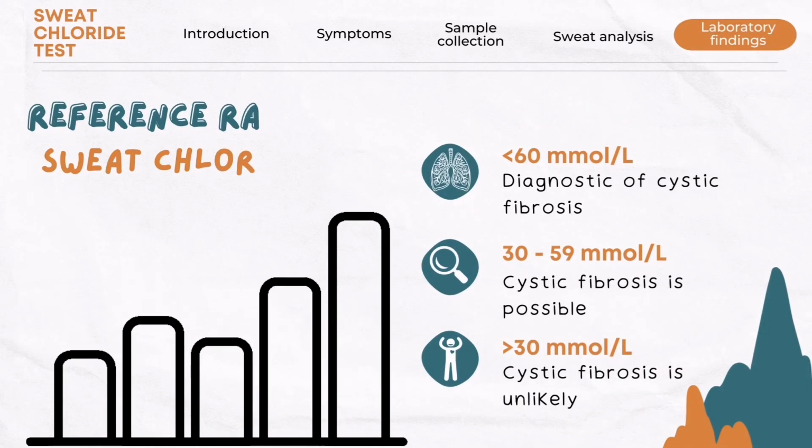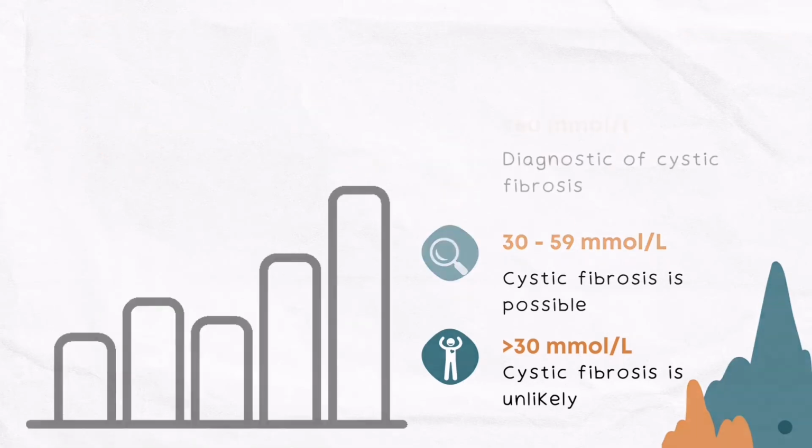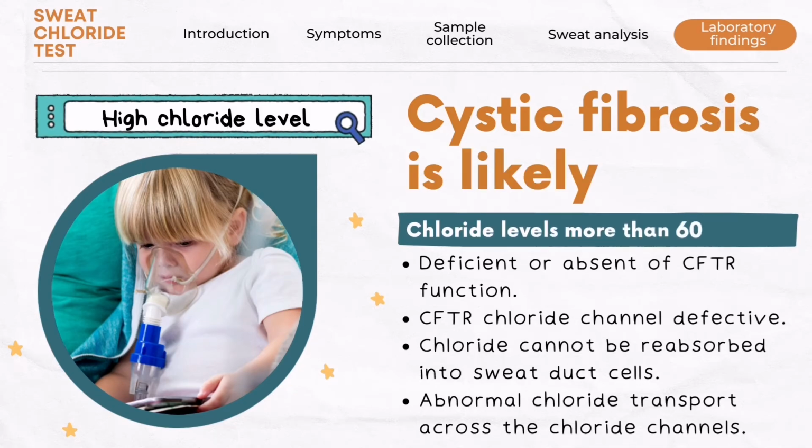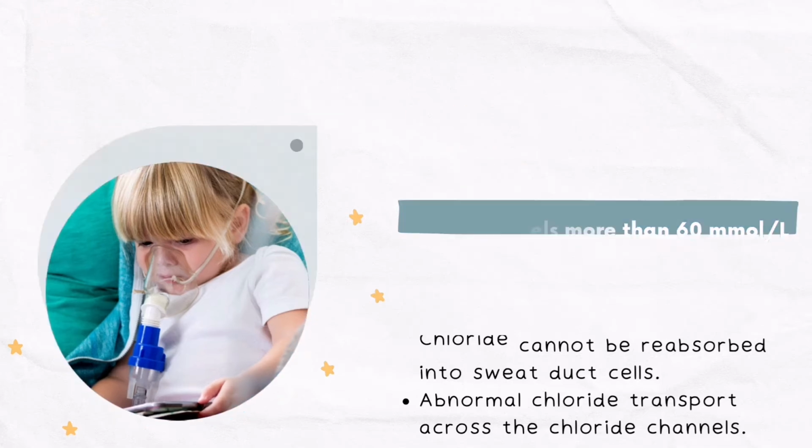Next, we will move to the laboratory findings. This is the reference range for the sweat chloride test. For chloride levels more than 60 mmol per liter, it indicates that cystic fibrosis is likely as the level of chloride is high in sweat. This condition happens due to deficient or absent CFTR function, which makes the CFTR chloride channel defective. Therefore, chloride cannot be reabsorbed into sweat duct cells, causing abnormal chloride transport across the chloride channels.